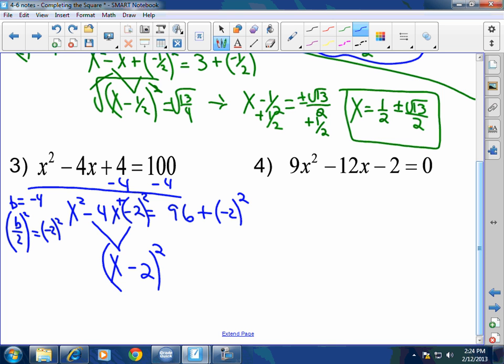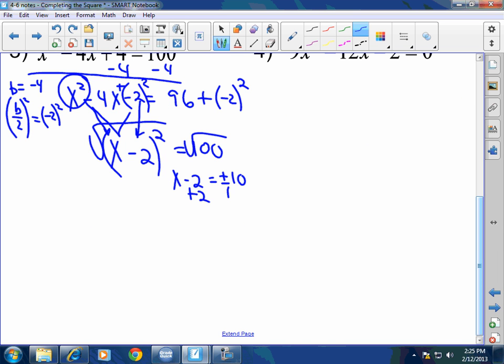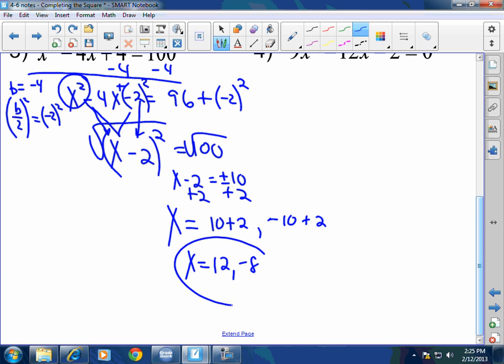X minus 2 squared. Again, how? First term, square root. Then whatever's inside the b over 2, it goes right there. You square it, that equals 100. This one's going to be a real easy one. Square root both sides. X minus 2 equals plus or minus 10. Add 2 to both sides. Now please pay attention to this. That means that x equals 10 plus 2 and negative 10 plus 2, because it's plus or minus 10 plus 2. So x is going to equal 12 or negative 8.